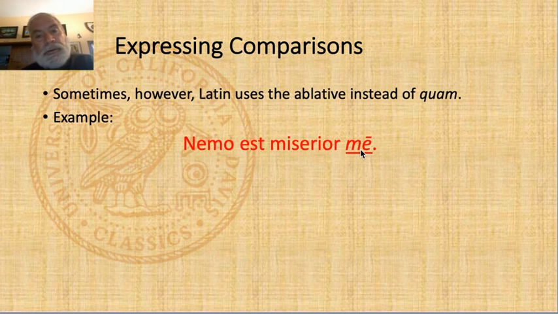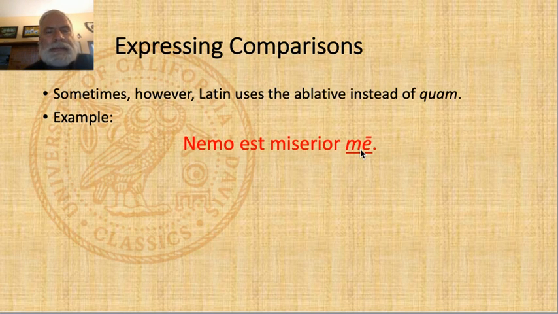In many languages, the idea of than is expressed with the idea of from. In other words, you'll say things like, oh, John is shorter from Tom. In other words, John is shorter than Tom. So this is the ablative meaning from, and it's an alternate way of expressing the idea of than in Latin.